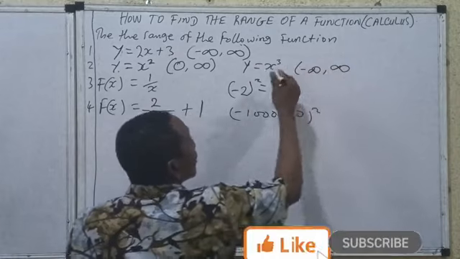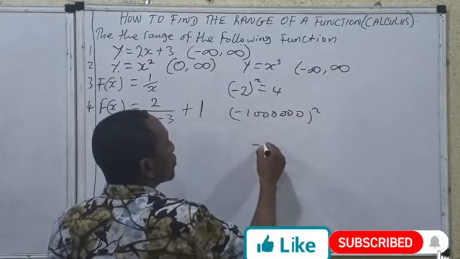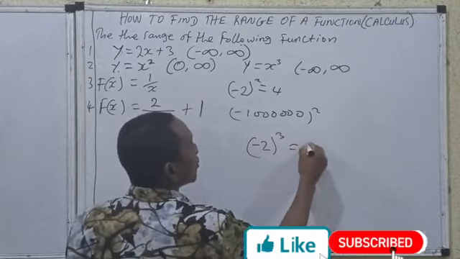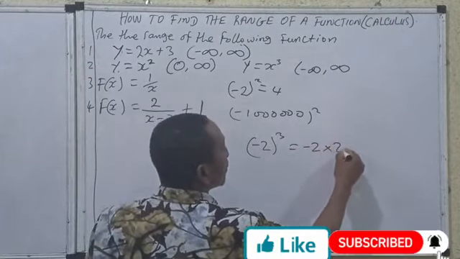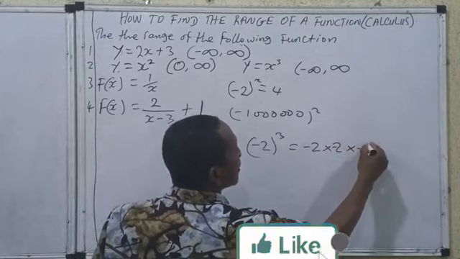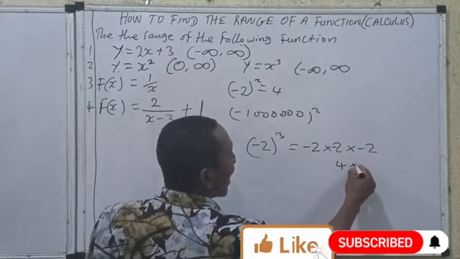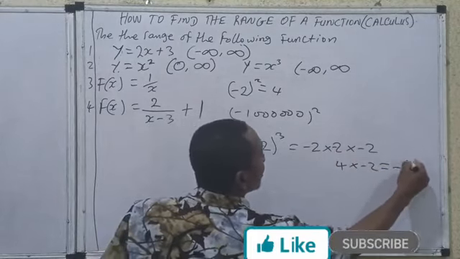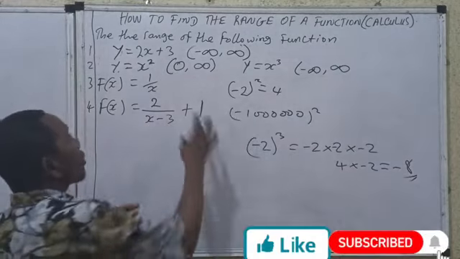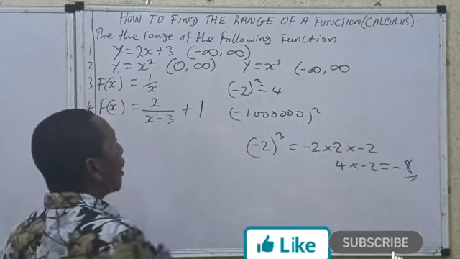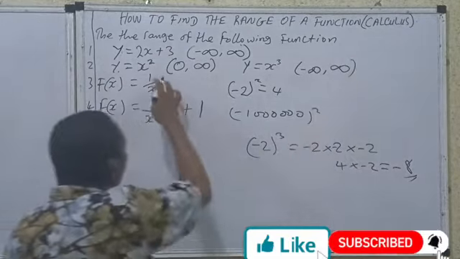Because negative 2 raised to the power 3 is the same thing as negative 2 times negative 2 times negative 2. Negative 2 times negative 2, you have positive 4, times negative 2, you now have negative 8. So in this case, it's possible to have a negative value. All right.